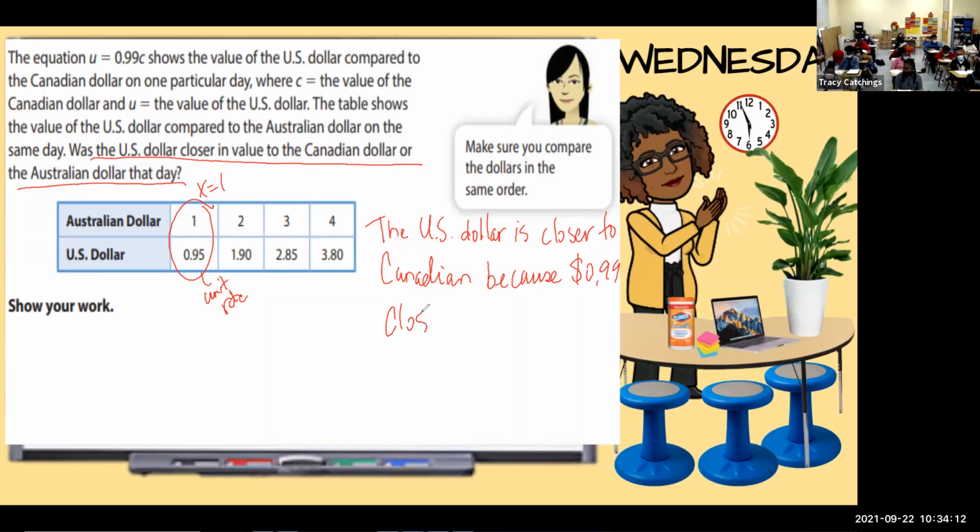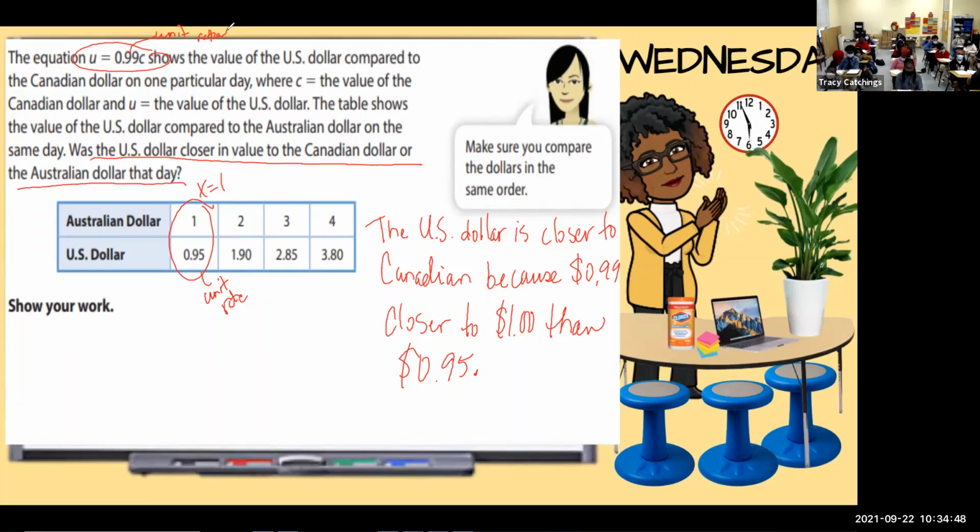It's closer to 1 than 95 cents. So therefore, make sure we answer the question. So she found the unit rate of Australia. She knows that it had 1 in the graph, so that should have been an indicator. Hey, that's the unit rate. She did recognize that up top, for Canada, they gave us an equation, so we already knew the unit rate was 99 cents.